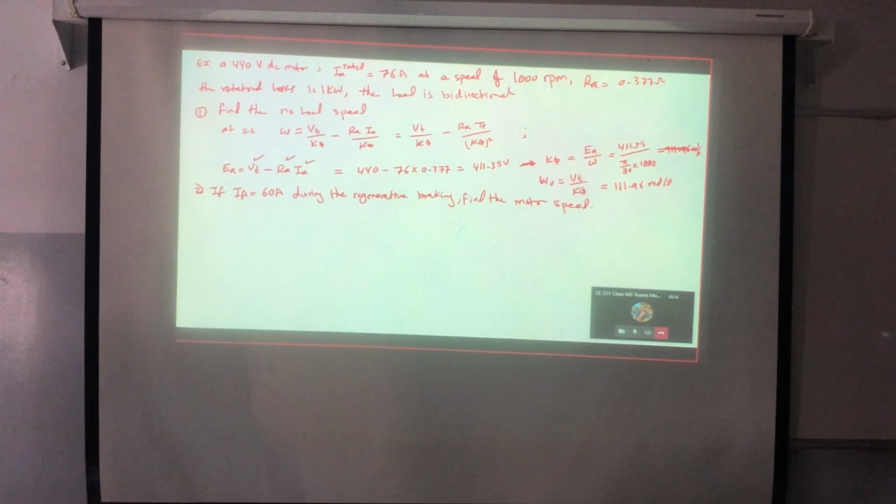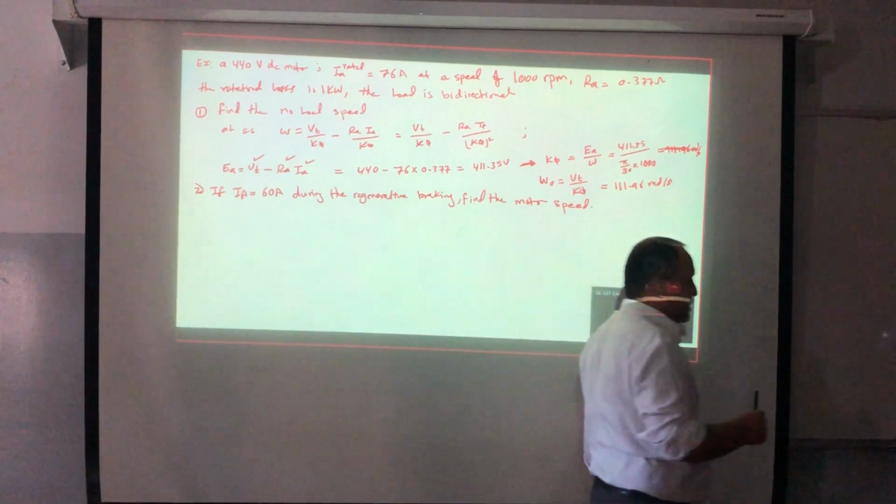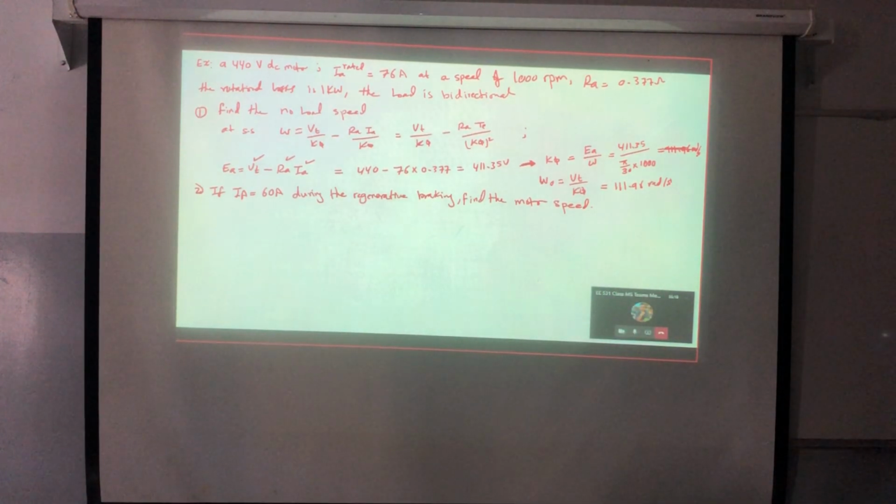Now I need to calculate what? The speed, correct? The speed at the regenerative braking. So simply this means something like this. If this is the torque and this is the speed, I'm somewhere here now. And you know that the torque is proportional with the current. So this one is 60.